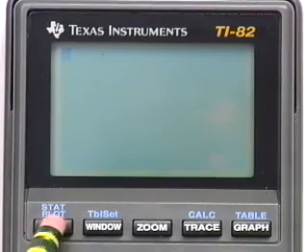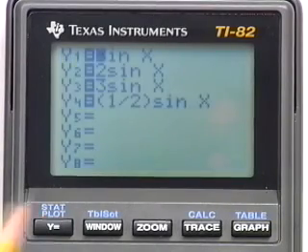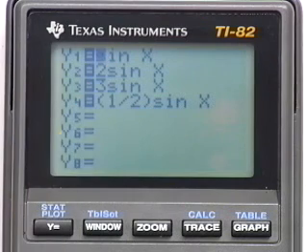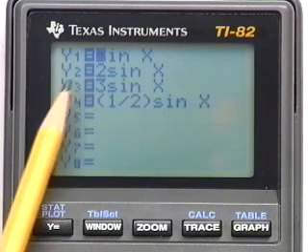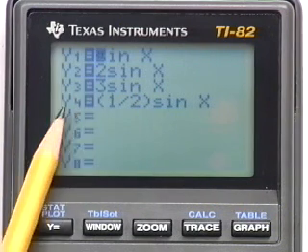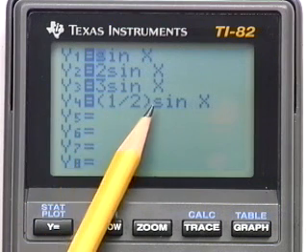Let me show you first of all what I have for y variables right here. My y1 is going to be my basic sine x curve. y1 is equal to sine x. For y2 I've changed this coefficient. It'll be 2 sine x, y3 is 3 sine x, and y4 is 1/2 sine x.